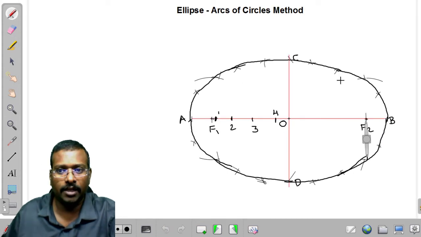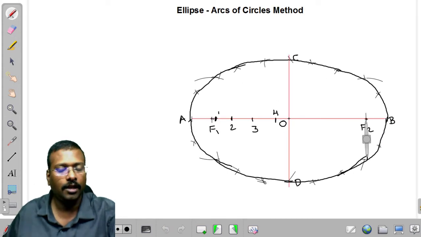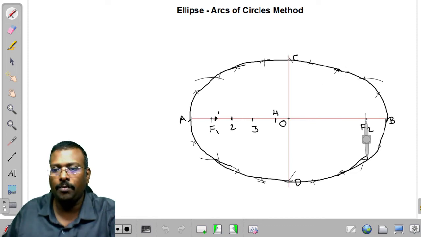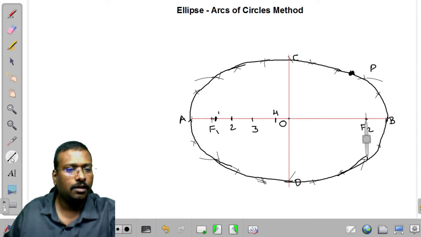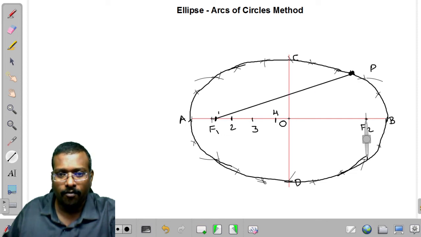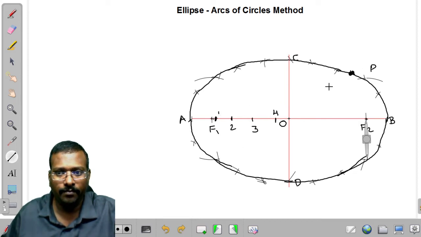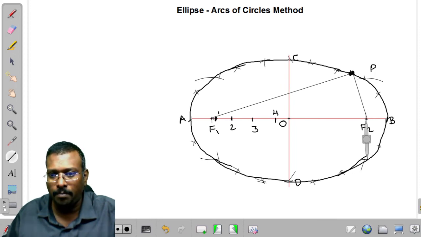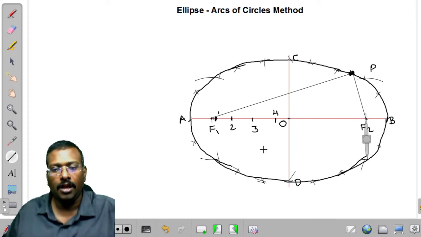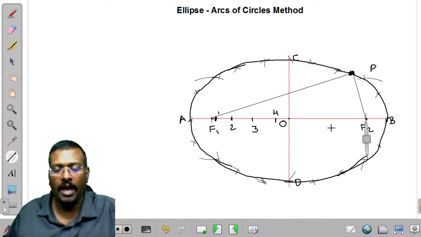So we'll go ahead with the ellipse first, then we'll go ahead with the hyperbola. For drawing a tangent and normal at any one point on the curve, let us consider this point P, where I have to draw the tangent and normal. For that, we have to join PF1 and PF2, and bisect this particular angle P.